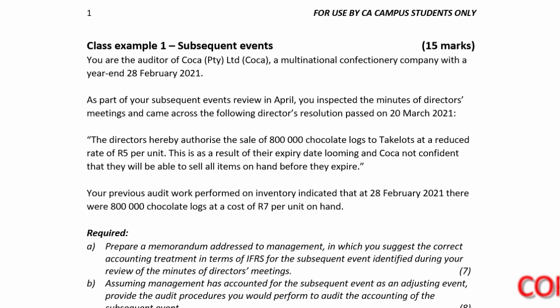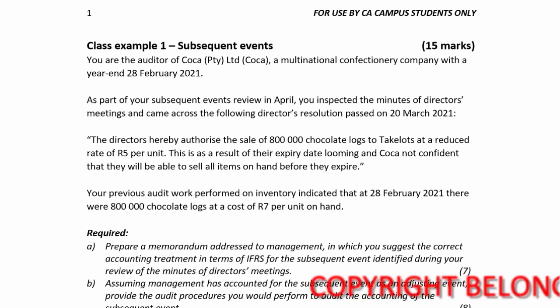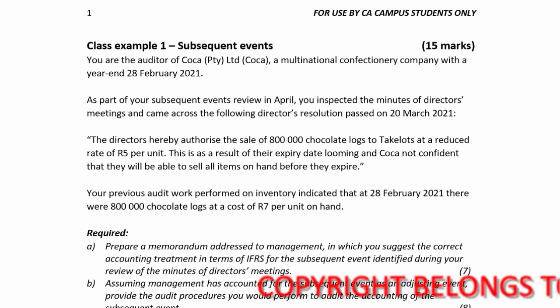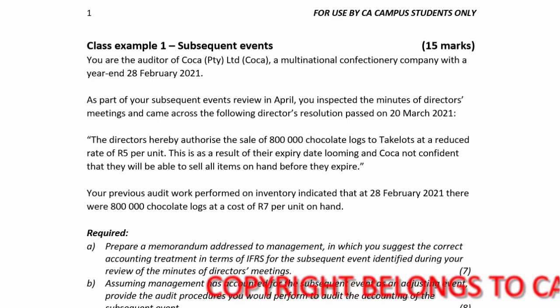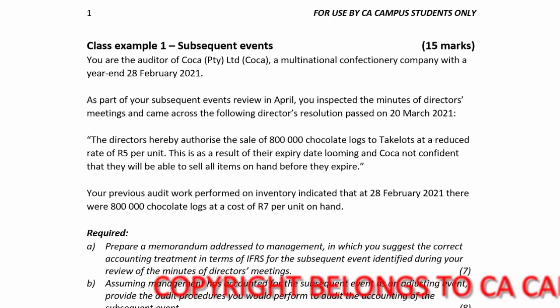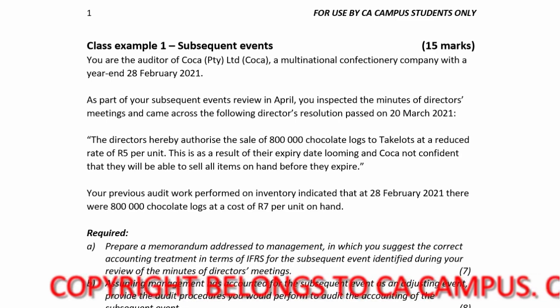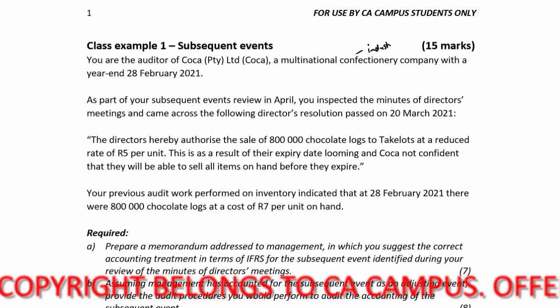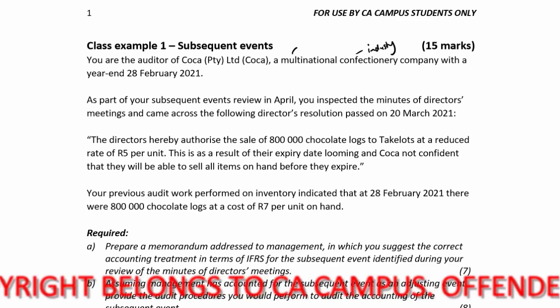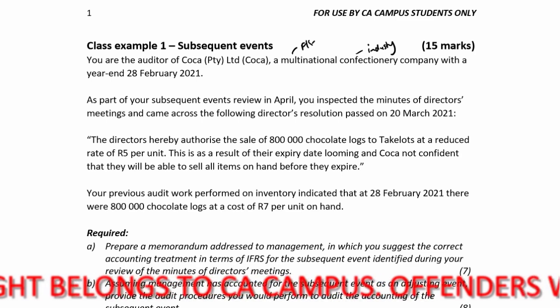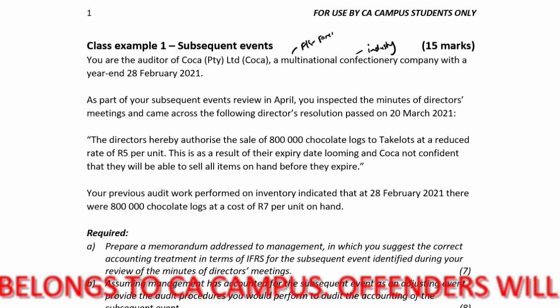Class example 1, subsequent events. So you got 4.5 minutes reading time. So you are the auditor of Cocoa Pty Limited, a multinational confectionery company with a year end 28 February 2021. So all you would be making a note at this point is the industry that they're in, and multinational, potentially a risk at the financial statement level for foreign regulations.